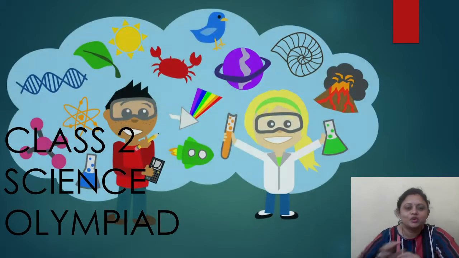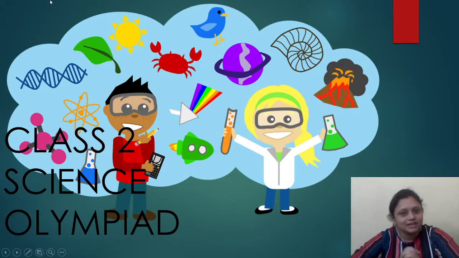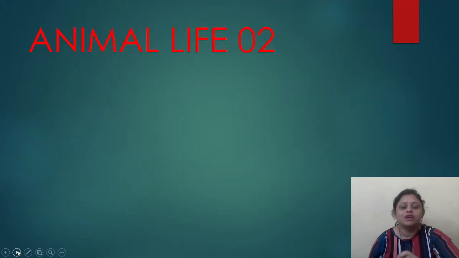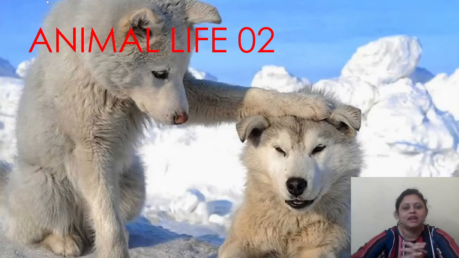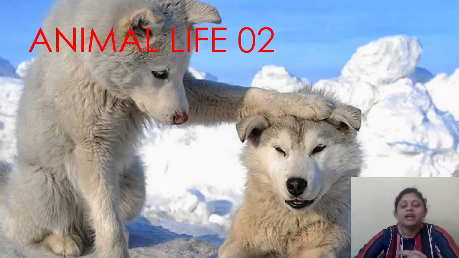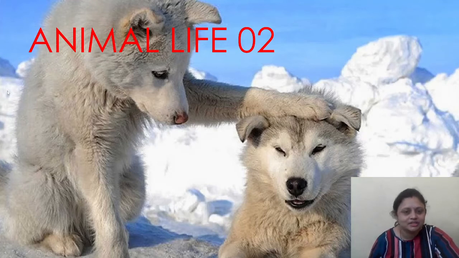So today we are going to read for class 2 Science Olympiad. And for class 2 Science Olympiad, which chapter we are going to read? Yes, we are going to read about animal life. So already we have discussed some questions of this chapter, and today we are going to discuss some more questions of this chapter. Okay, so are you all ready for it? Yes. So let's get started.